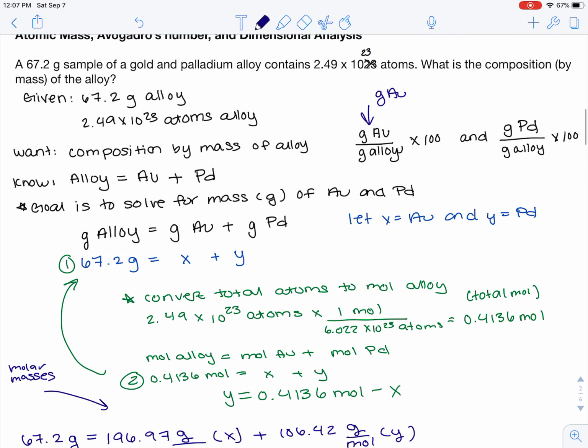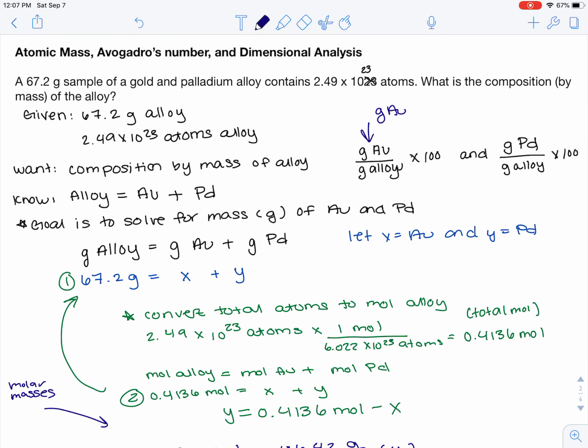So with these types of problems, it looked like it was going to be nice and simple because it was just one or two sentences, but it turned out to be a lot more work. You knew that you have a total mass of 67.2 of this sample, and that this sample is made up of gold and palladium. Then you also knew the amount in total, which atoms in total, which is also only made up of palladium and gold.